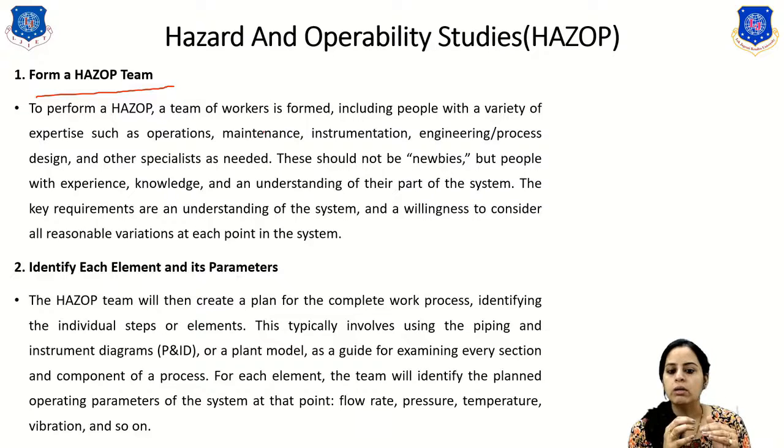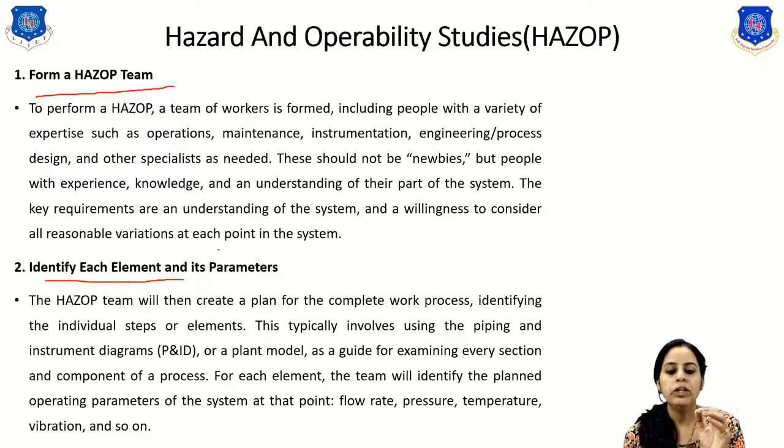Okay, so this team should be devised of people with experience, knowledge and an understanding of that part of the system, right? So the key requirement is an understanding of the system and the willingness to consider all the reasonable variations at each point in the system, right? The second process is to identify each element and its parameter.